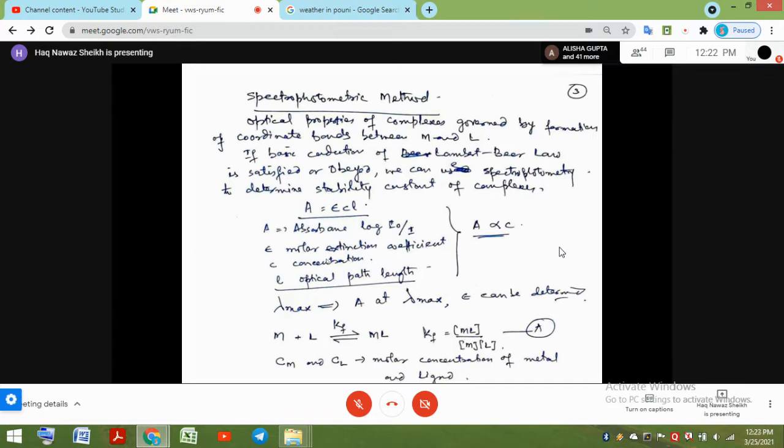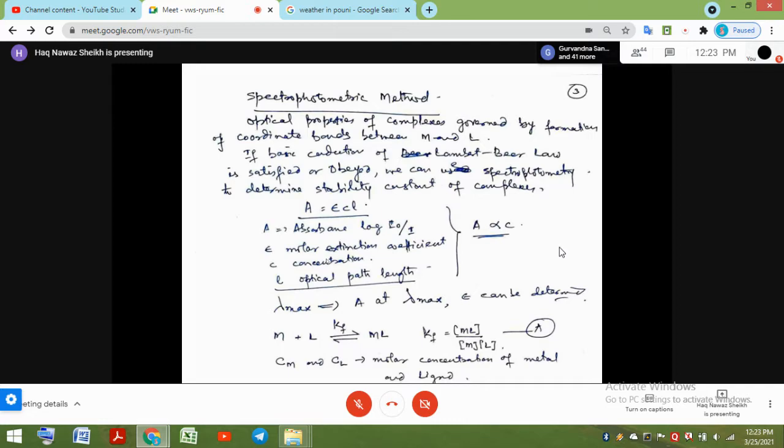How can a spectrophotometer be used to determine the equilibrium constant? As I said yesterday, optical properties of a complex are governed by the formation of coordinate bonds. Once a bond is formed, complexation takes place, the color of the compound changes, the whole geometry changes. The ligand and the metal, which were earlier in ionic form in this solution, are at best loosely bound with the solvent molecules and form what we call an aqua complex.